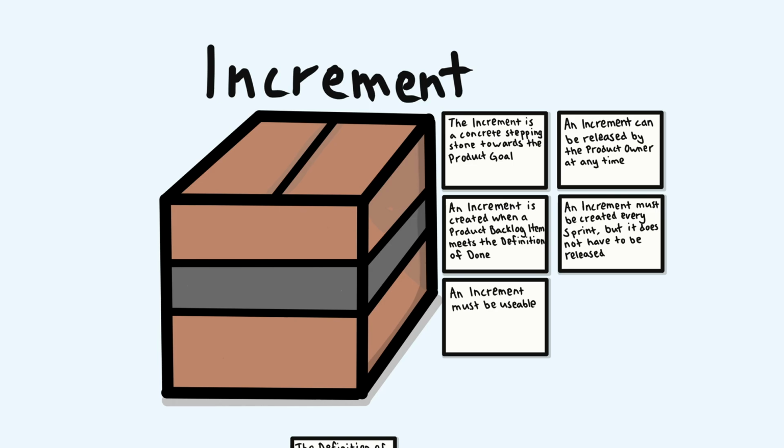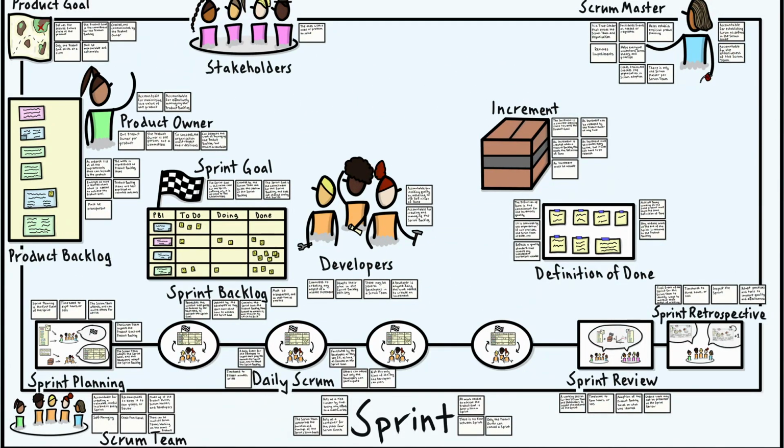And whilst an increment must be created each sprint, it does not have to be released each sprint. The whole purpose of Scrum is the creation of done increments. That is all the artifacts and commitments covered. And before we move on, it is important to know that all the artifacts and commitments must be transparent. That is, they must be visible to the Scrum team and stakeholders at all times. This is to enable increased transparency.